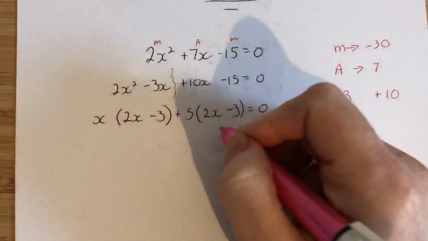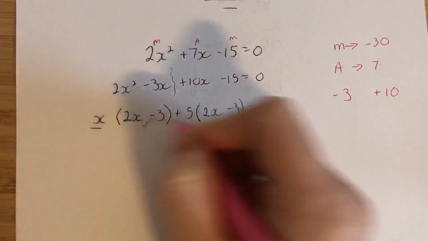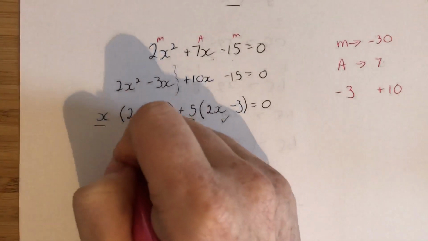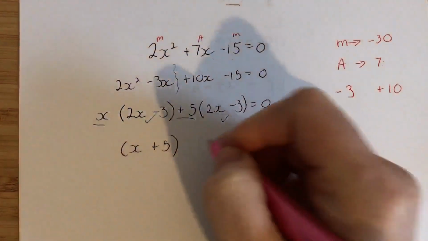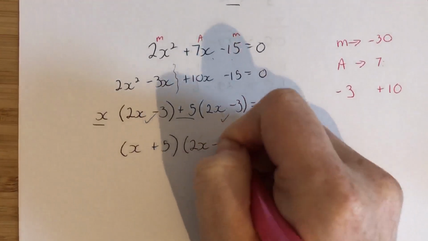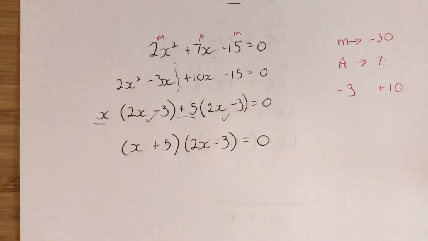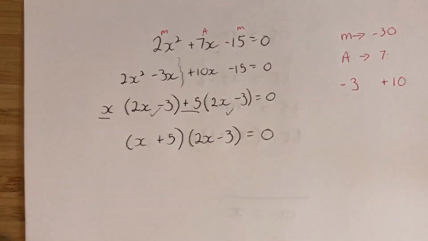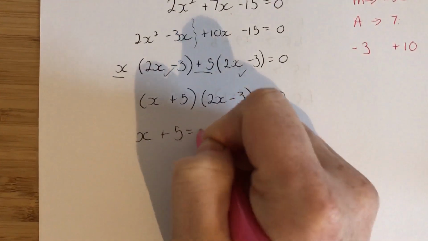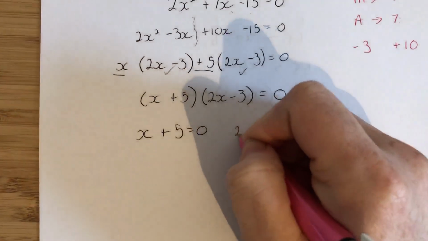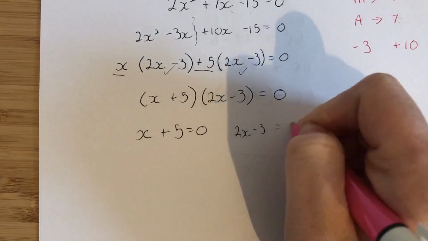Our two brackets match, which is great. So then we're going to take the x plus 5 as our first bracket, and the one that we've got doubled there, we've got 2x minus 3 equals 0. Once you've got to the point where you have two brackets, to solve the equation, you just take each bracket separately and make it equal to 0. So x plus 5 equals 0. 2x minus 3 equals 0.